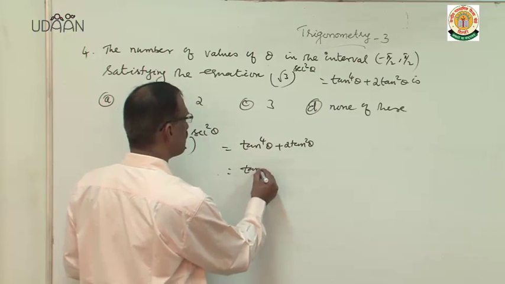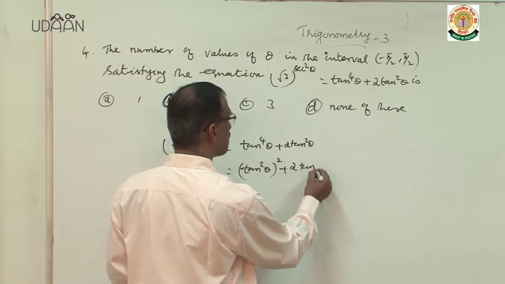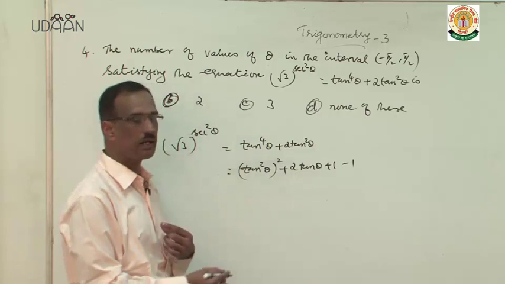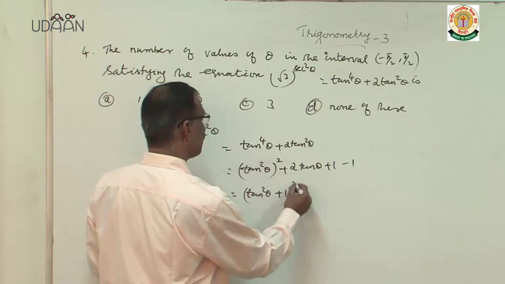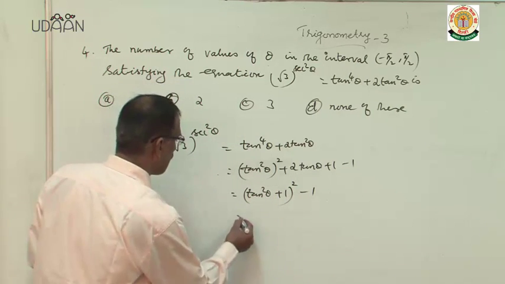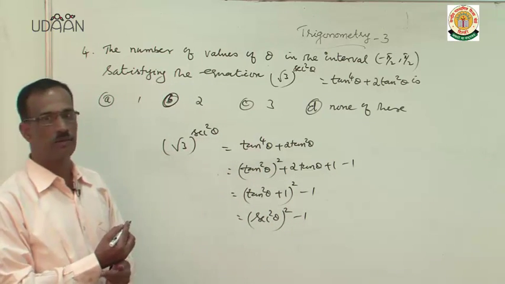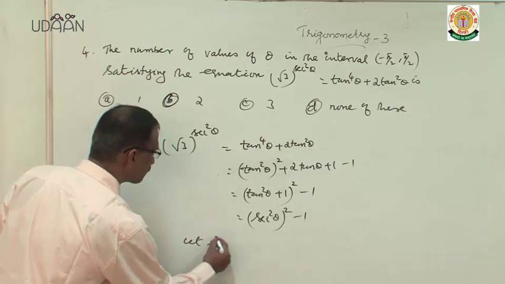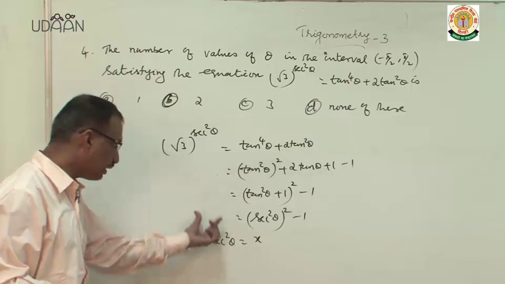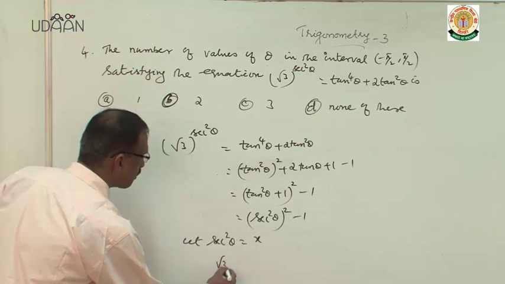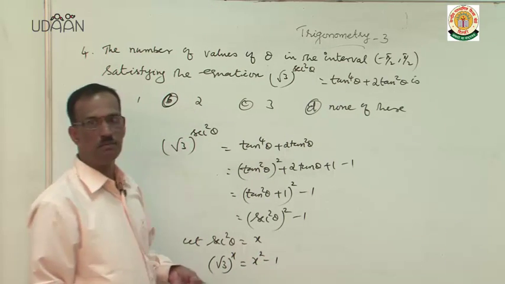So, what we can do, tan squared theta whole square plus 2 tan squared theta plus 1 minus 1. So, this you will get a tan squared theta plus 1 the whole square minus 1, or this gives us a sec squared theta the whole square minus 1. Now, let us assume that sec square theta equal to x. Then the whole equation transformed to root 3 power x equals x square minus 1.